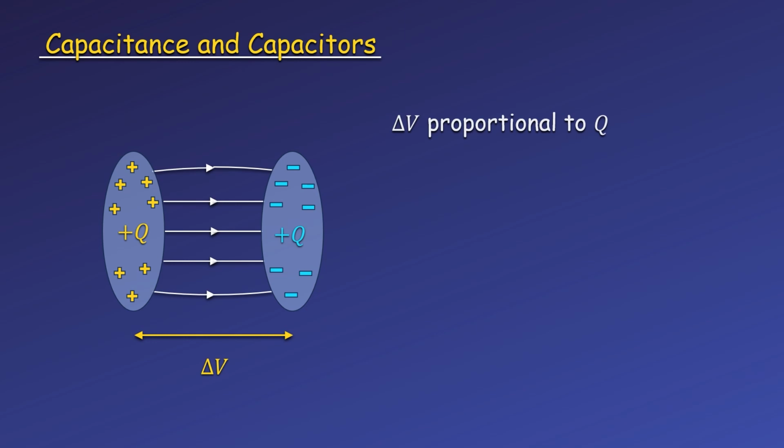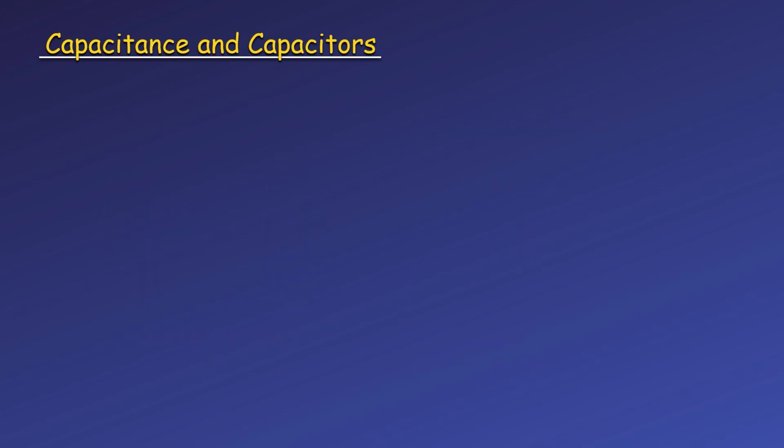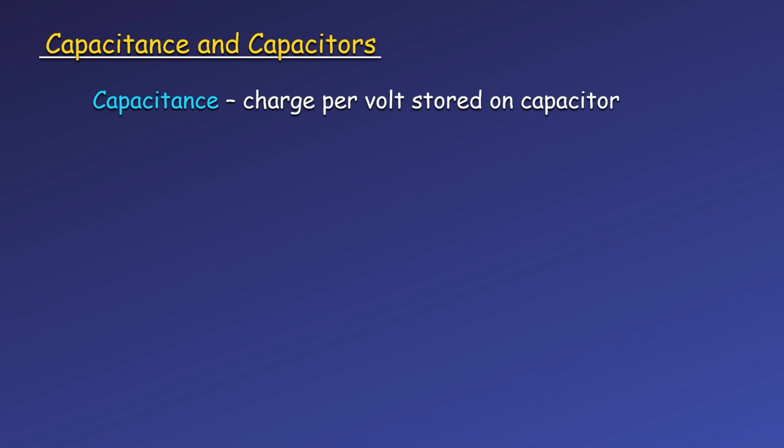This potential difference is proportional to the charge on the plates. If we double the amount of charge on each plate, we will double the potential difference between them. This means we can write the charge equal to a number we'll call C times the potential difference. This number C is our proportionality constant, and we will define it to be the capacitance of the capacitor. Rearranging, we can write the capacitance as the charge divided by the potential difference. The capacitance is the charge per volt stored on the capacitor.